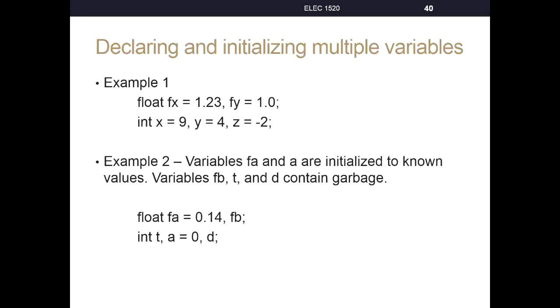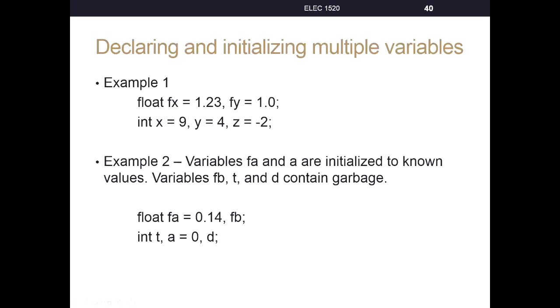Here are some other examples of declaring and initializing variables. You can do multiple ones on the same line. In this example, the data type is float. There are 2 variables we're declaring. One is named fx, the other is named fy. We're storing the value 1.23 into fx and the value of 1.0 into fy, ending with a semicolon.